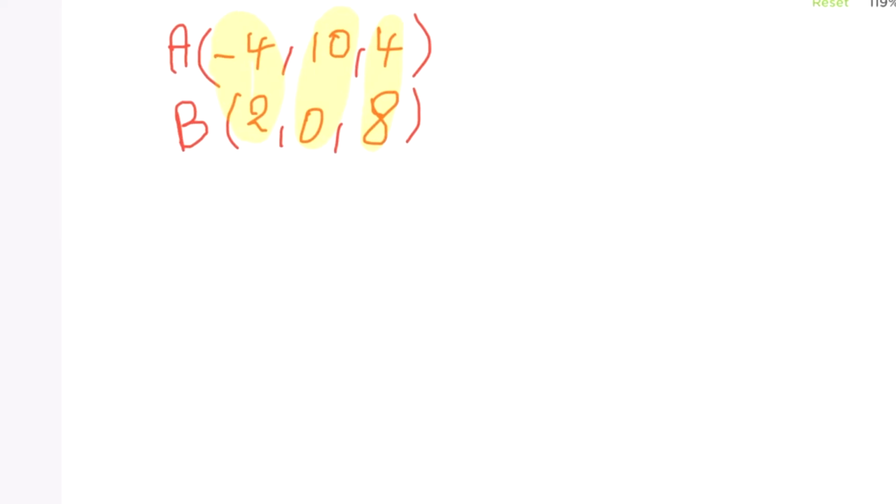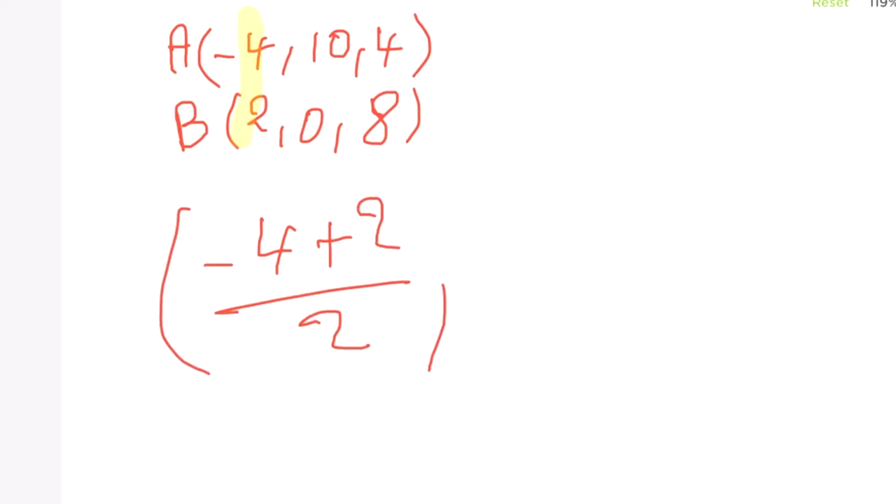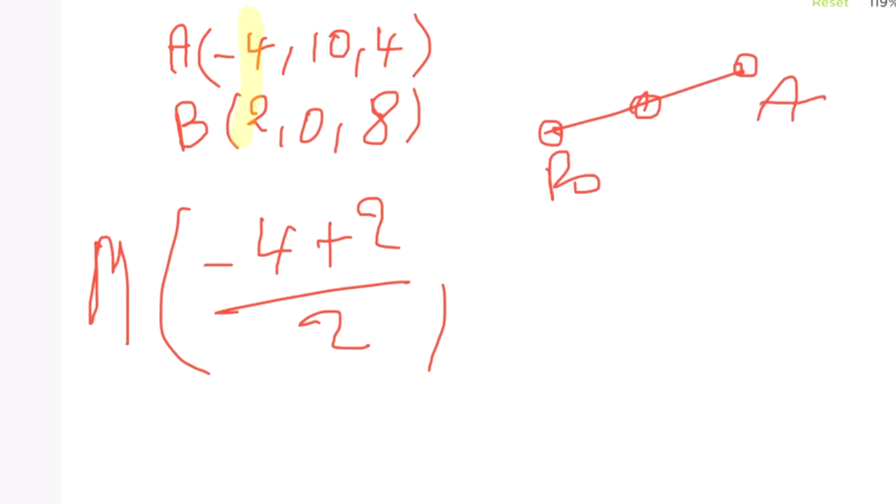Again, you work x together and y together. Okay, so the x's, find the average of the x's. You add them and you divide by 2. That's your x for the midpoint. Let's call it M. M is the midpoint between A and B. This is A, this is B, this is the midpoint. This length equals this length. And then you do the y's together. This time we add, okay? So 10 plus 0 over 2.